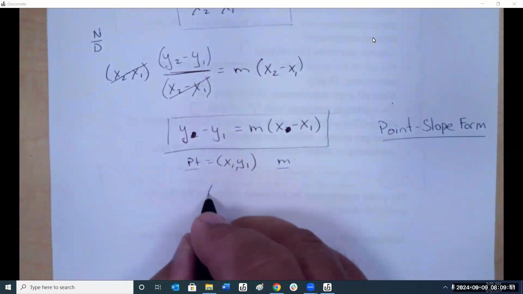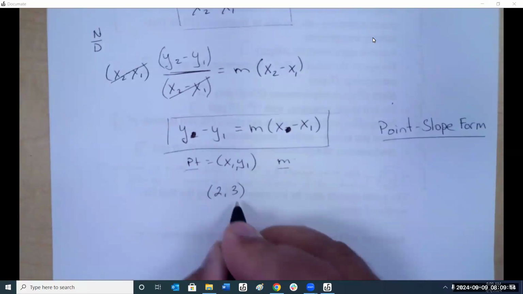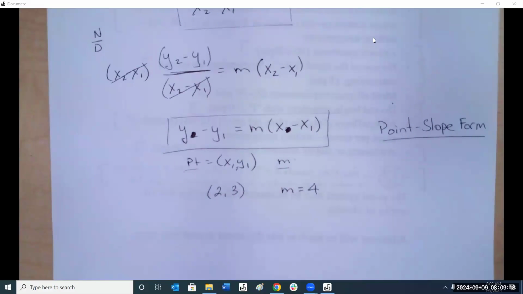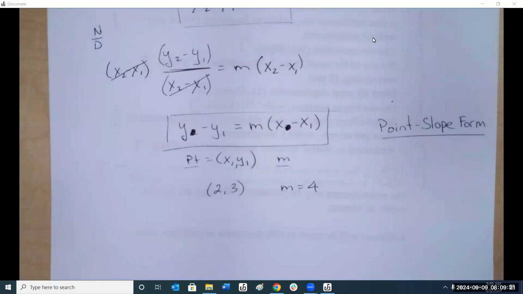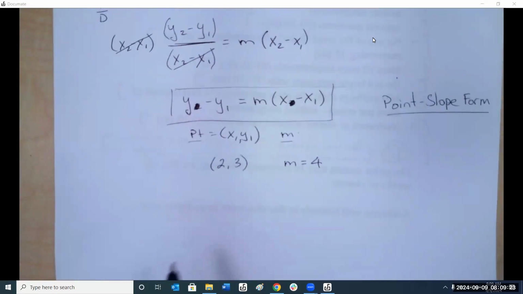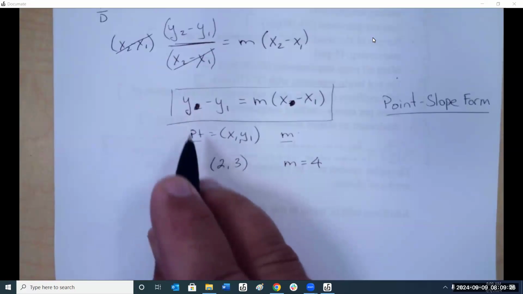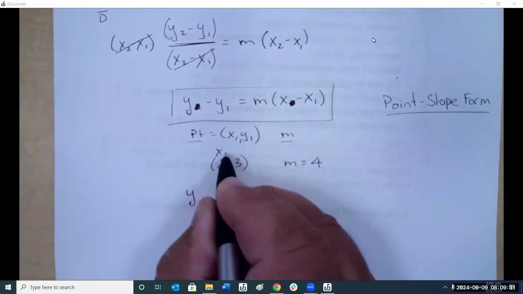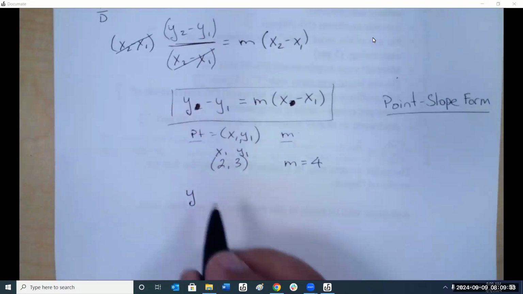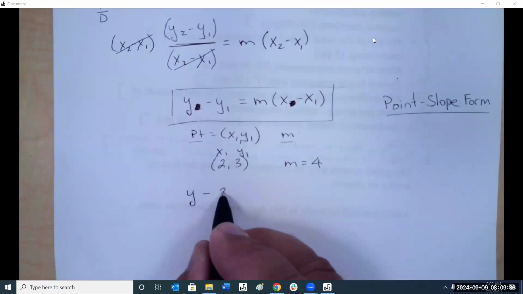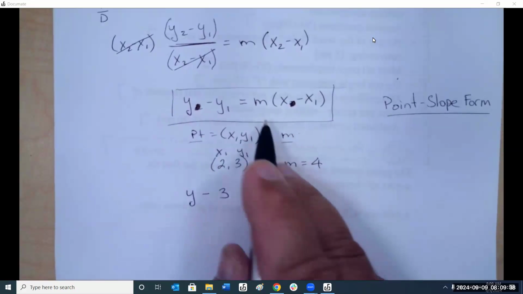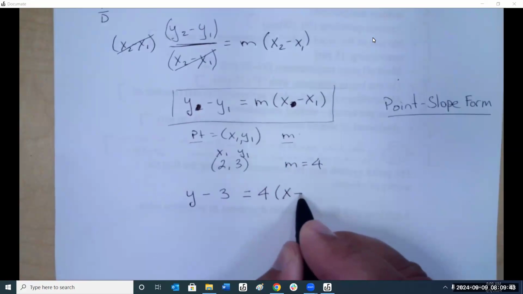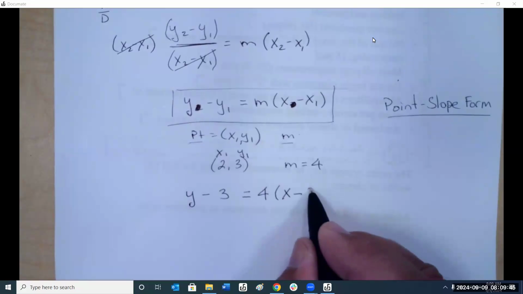So let's pretend we have a point. Let's say we have 2, 3 is my point, and my slope is 4. In our point slope formula, this represents x1, this represents y1. So we have y minus 3, m is 4, x minus x1 is 2.